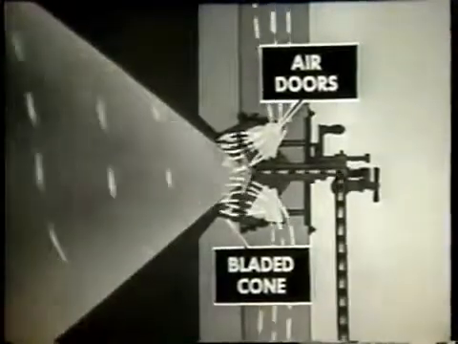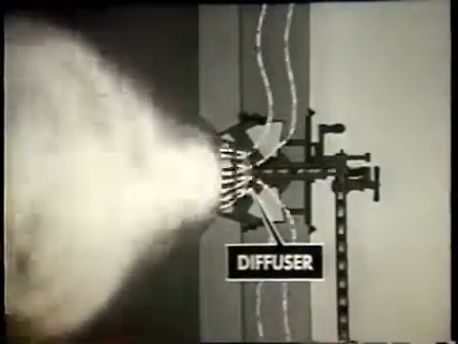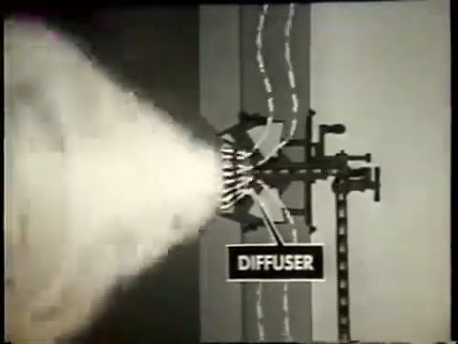Meantime, in the burner register, air provided by the forced draft blower is given a rapid rotating motion by the air doors and bladed cone and mixed with the oil spray. The mixture of oil and air enters the furnace where combustion takes place. The diffuser prevents the air blast from blowing the flame from the atomizer tip.